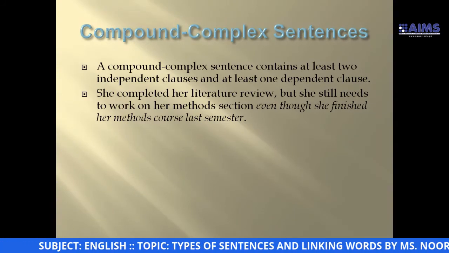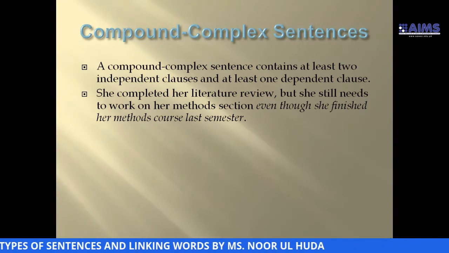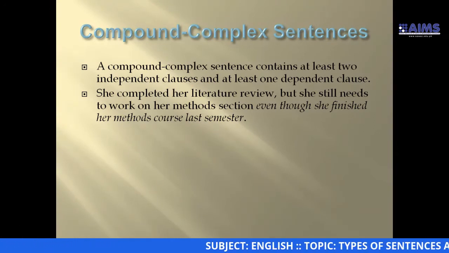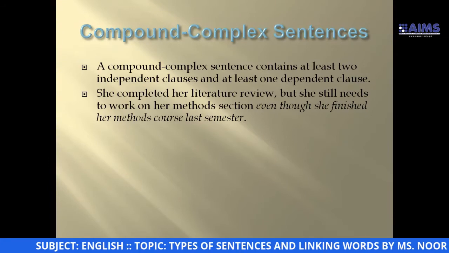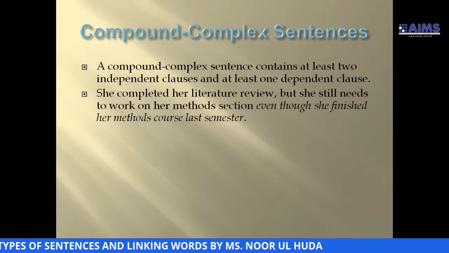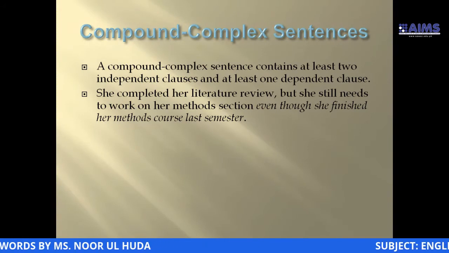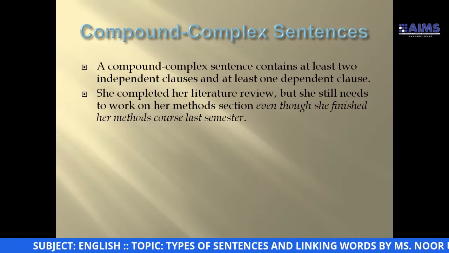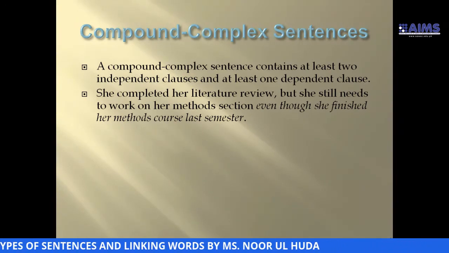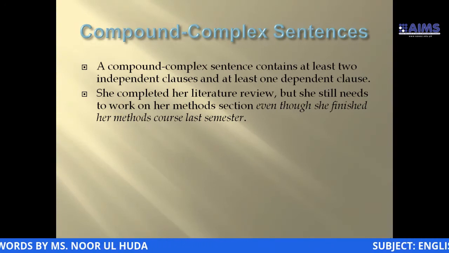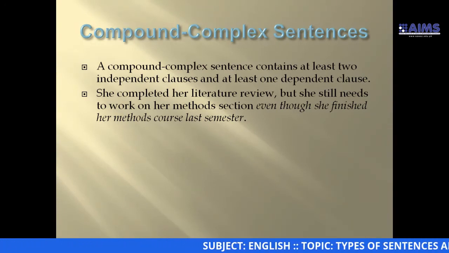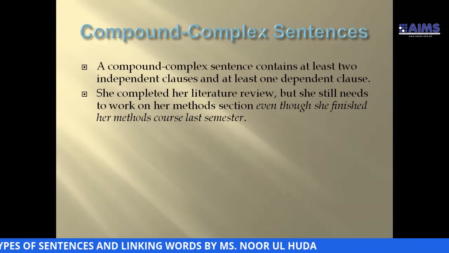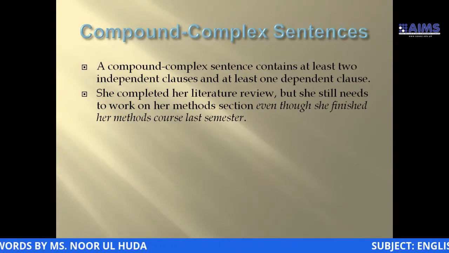What is written here? She completed her literature review is a simple sentence, an independent clause. "But" is used to combine two independent clauses, so it's a coordinating conjunction. She still needs to work on her method section is another independent clause. So two independent clauses are there. Now the other one, even though she finished her methods course last semester. "Even though" is not a coordinating conjunction but a subordinating conjunction, meaning by putting this, we are forming a subordinate or dependent clause. So one dependent clause and two independent clauses.